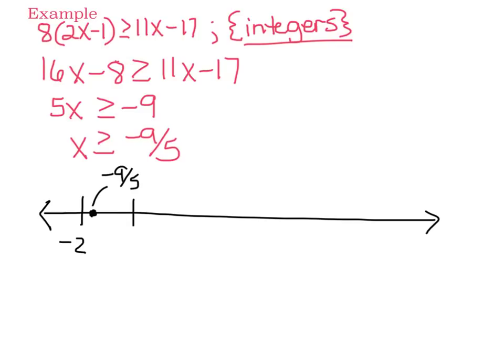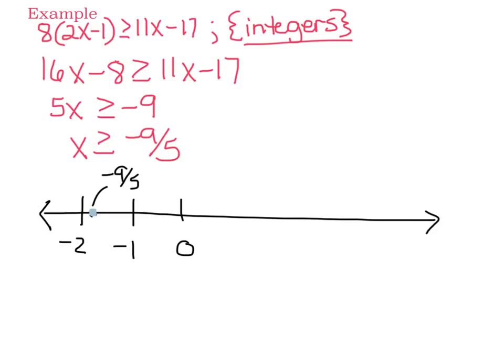And then negative 1 can be here, and 0 can be here. And we're doing x is greater than or equal to. So if I was shading everything, I would start at negative 9/5, and I would put a closed circle. And then I would shade everything to the right.